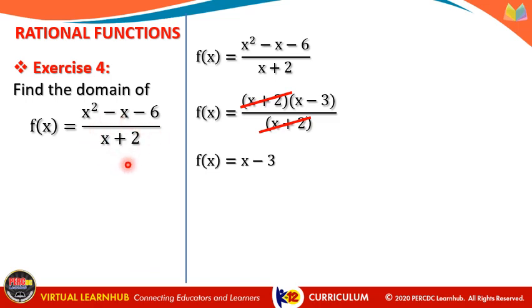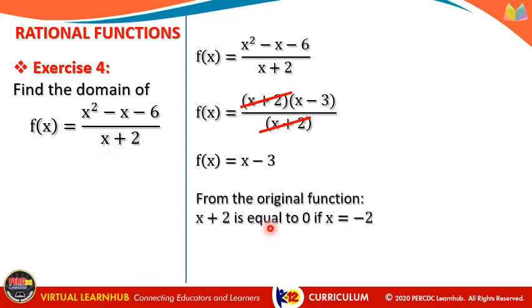Kailan magiging 0 yung x plus 2? Magiging 0 yung x plus 2 if x is negative 2. So from the original function, x plus 2 is equal to 0 if x is negative 2. So kahit pa noong sinimplify mo, parang okay naman lahat ng real numbers, pero sabi nung original, hindi. Dapat hindi kasama yung negative 2. Ang masusunod pa rin is kung ano yung sinasabi ng original function.